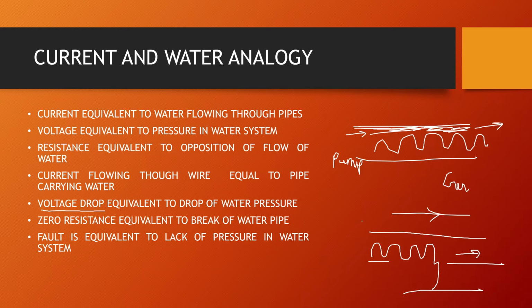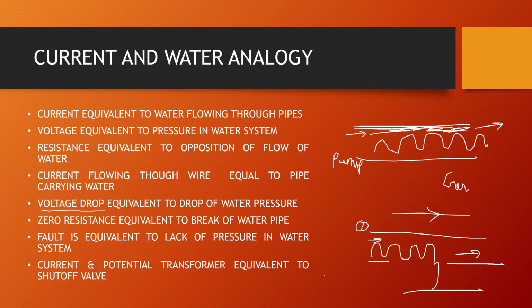And you have valves in a water system, and whenever there is this leakage, we can turn this valve and this flow of water is going to get reduced and basically become zero. Now this would be equivalent to a current and a potential transformer, because a current transformer would start seeing a lot of current flowing through its primary side, and it will tell the relay that there is a fault, and the relay would ask the breaker to trip.